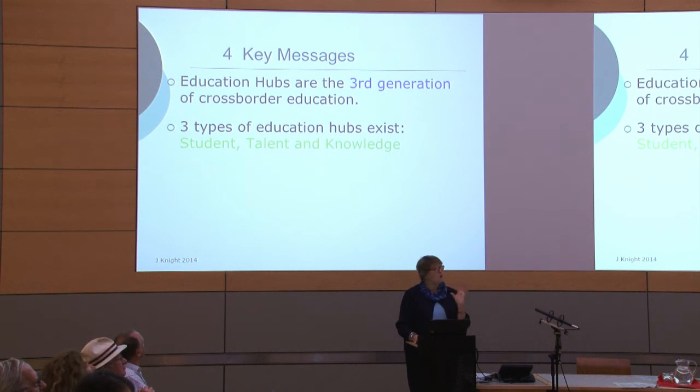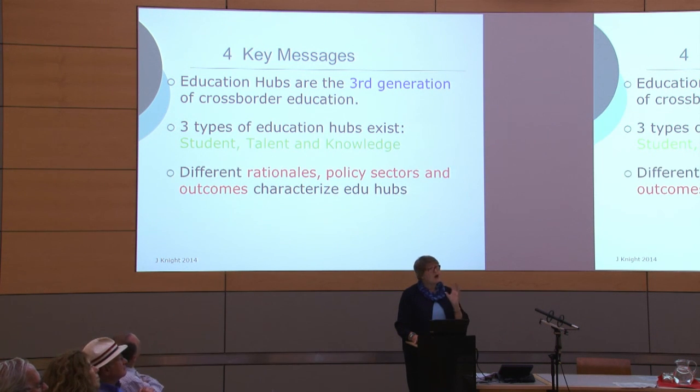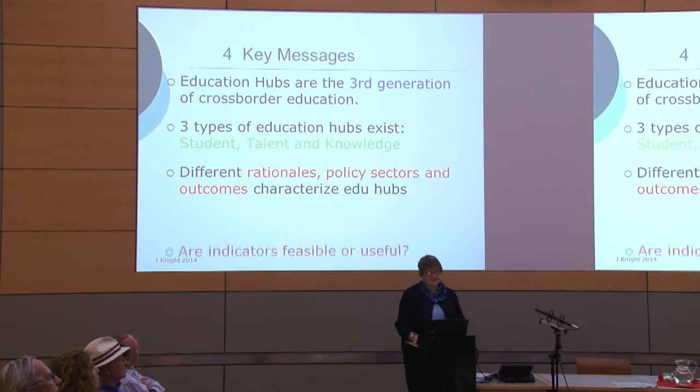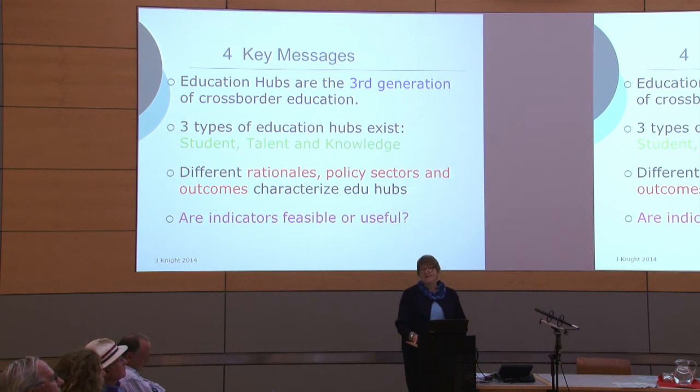At this point, we're working with a model of 3 different types of hubs. This is a work in progress. There are definitely different rationales, policy sectors, and outcomes that characterize these hubs, and I'm very perplexed as to whether indicators would be feasible or useful.